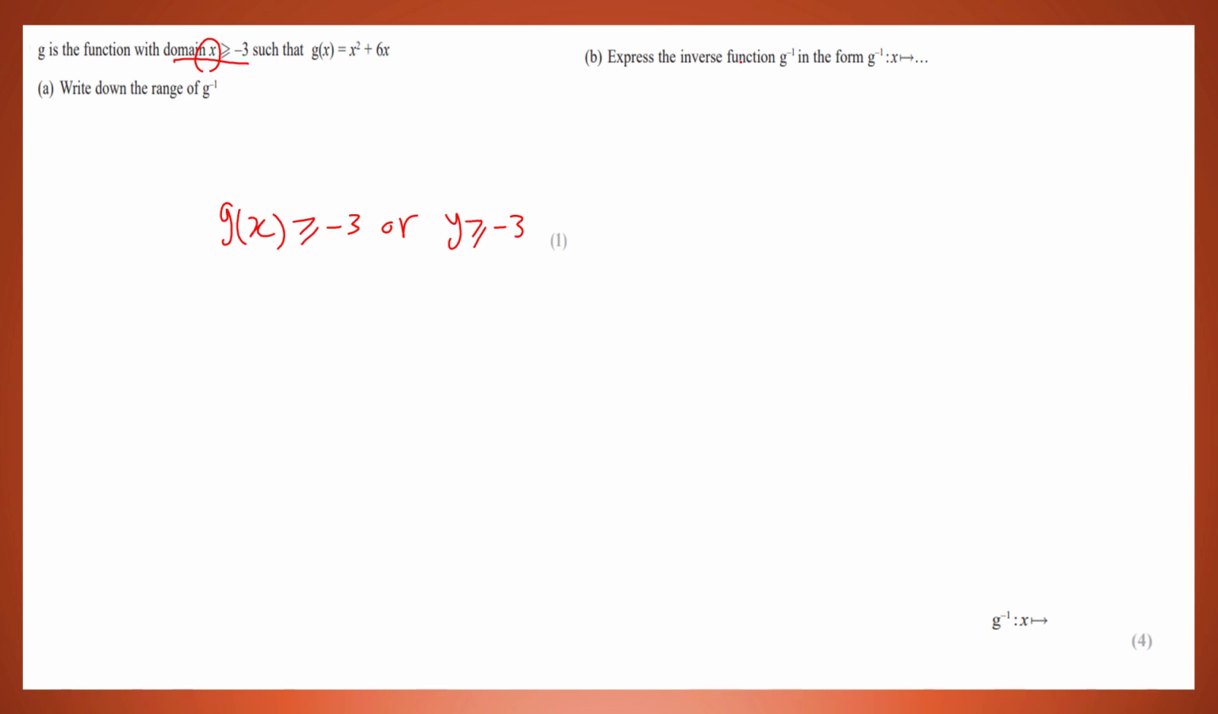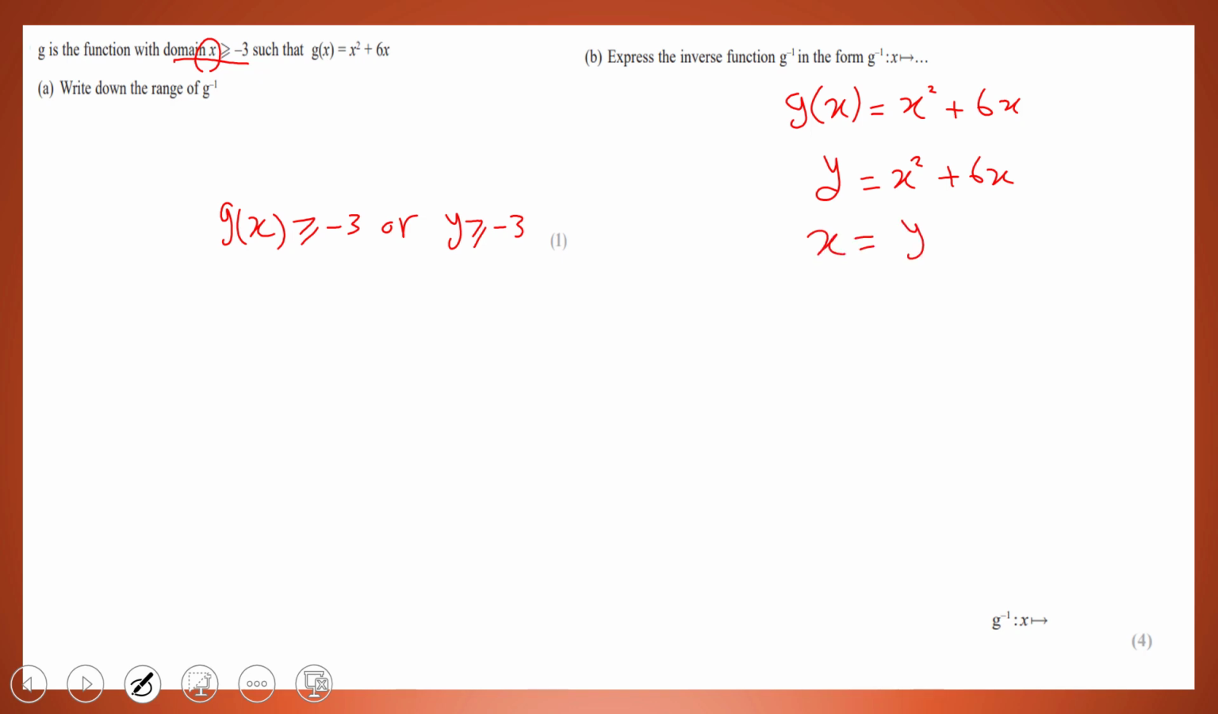Here we need to express g inverse in the form g inverse of x tends to, and then write the function. If we want to find the inverse, here the function is g of x equals x squared plus 6x. So what you will do is call this y equals x squared plus 6x, and then you will change each letter y to the letter x and vice versa. So it will be y squared plus 6y in here.